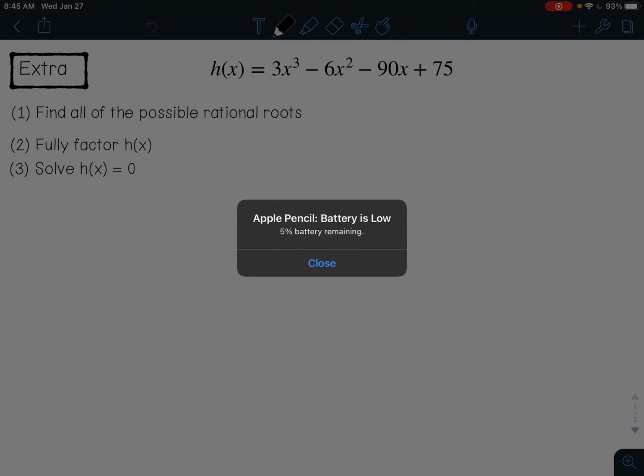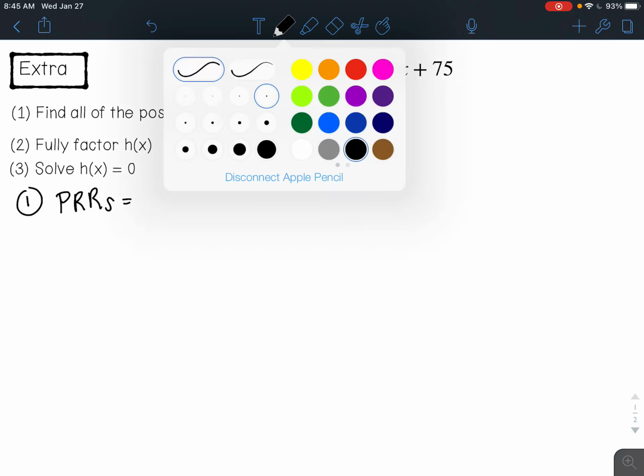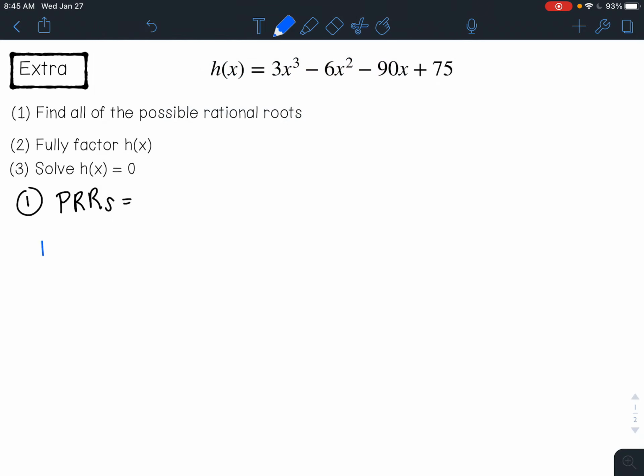So the first thing I'm going to do is, hopefully my pencil won't die, we want to find our p's and our q's, right? So to do the rational root theorem, you want to take the constant term, which in this case is going to be 75. So we'll do part 1. We're finding our possible rational roots. Our constant term is 75 here.